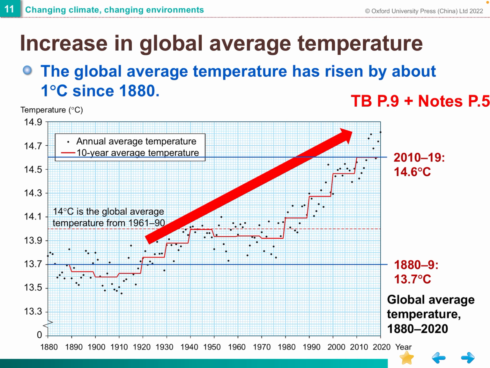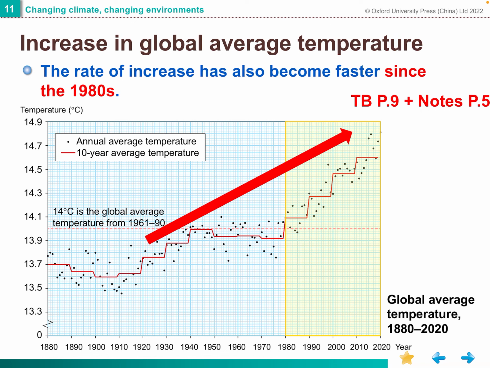Here I show you the number one more time. I marked already, so you don't need to mark. If you followed already, you found the number. And here I want to draw attention. We found that all the time it increased, but the rate of increase has become faster since the 1980s. That means in the past 40 years, it increased in a much faster way.